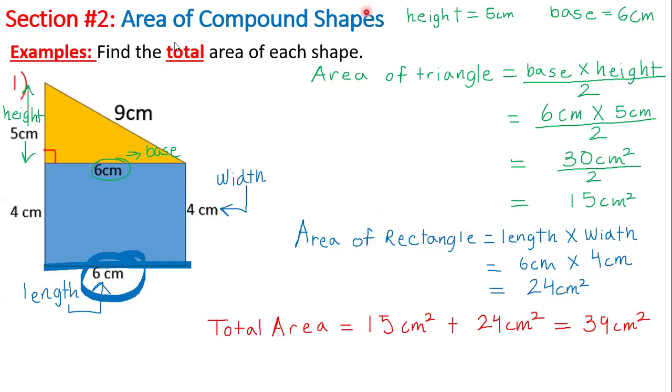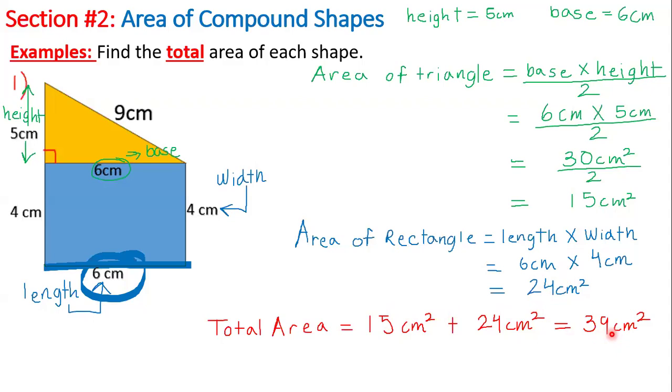Now we must add the two areas. We add 15 centimeters squared right here, and we add 24 centimeters squared, and that gives us 39 centimeters squared. Does that make sense to you? Yes, sir. Okay, good.